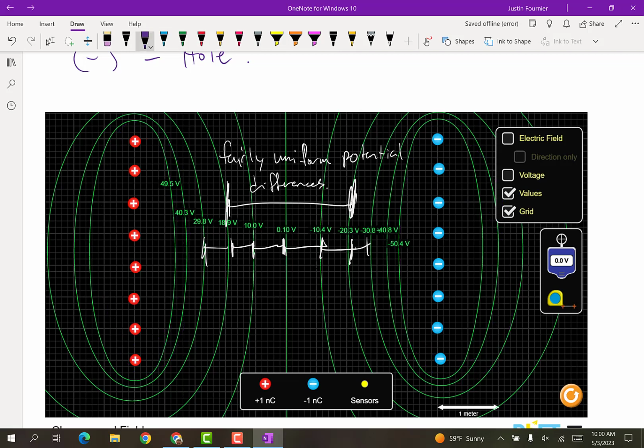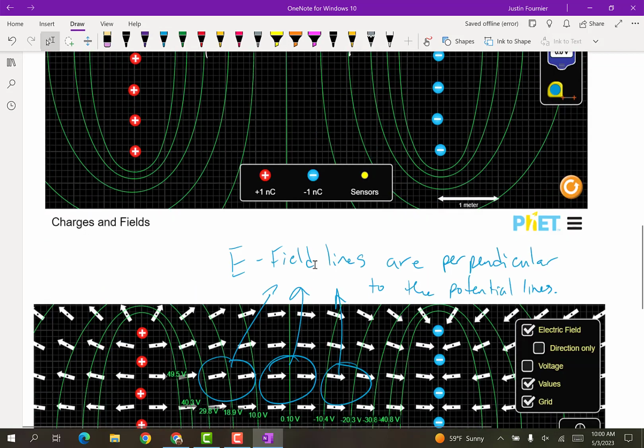And then you can see the distance. So each of these are equal differences in voltage. They're about 10 volt differences. And you can see the distance between them is pretty uniform here as well.